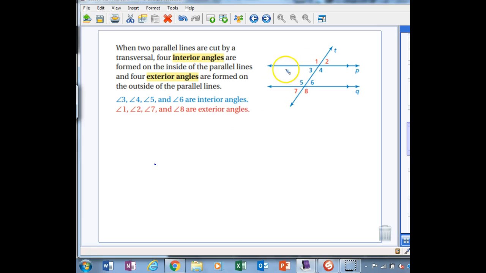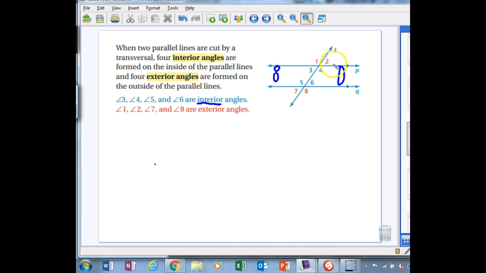Interior, I like to kind of make this a car. Here's some headlights. Here's my bumper. What do you have inside the car? What do you call the inside of the car? You call it the interior, right? So your seats, your steering wheel, all that is in the interior.